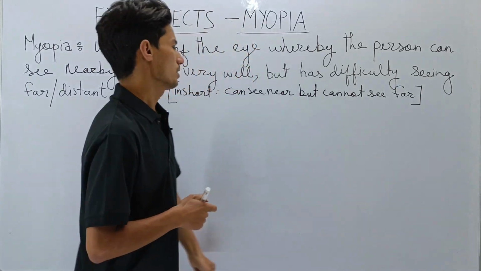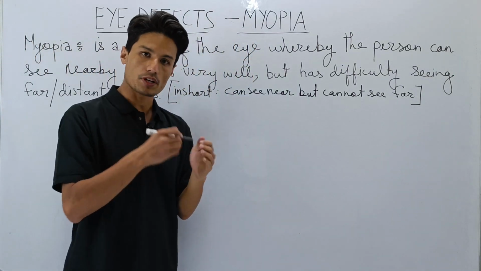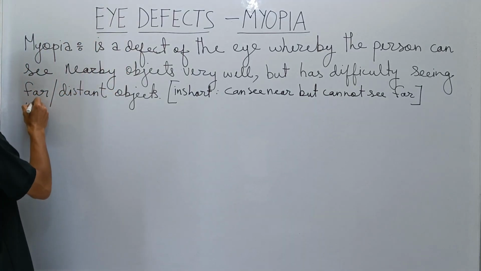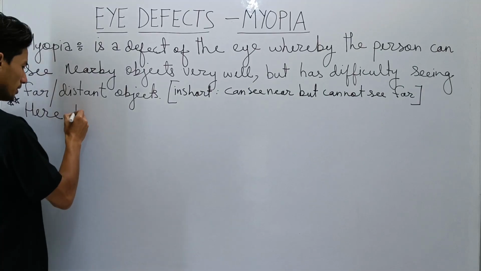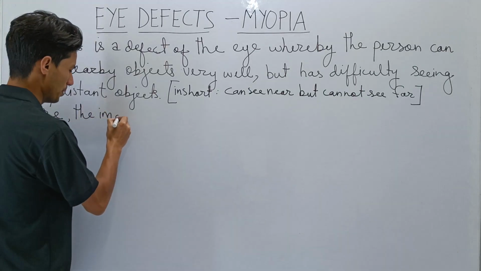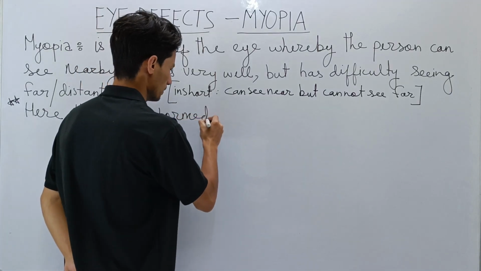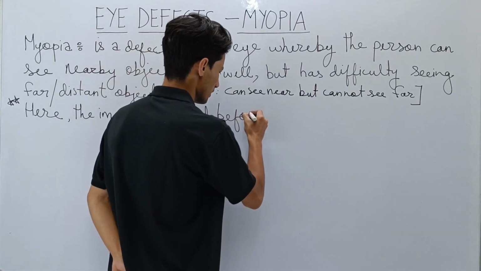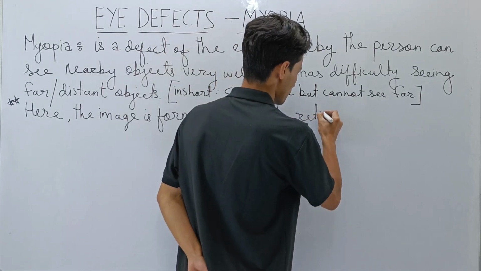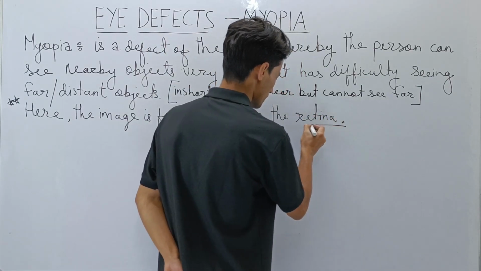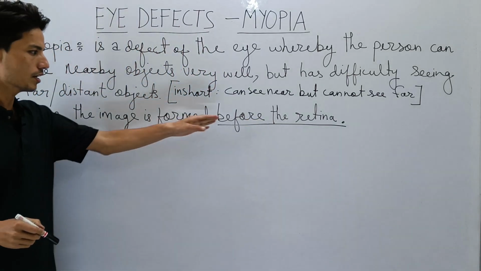All right, now usually what happens here is that the image is formed before the retina. Okay, so this is also very important. This point is very important. Here, the image is formed before, remember, before the retina. This is a very important point. In myopia, the image is formed before the retina.